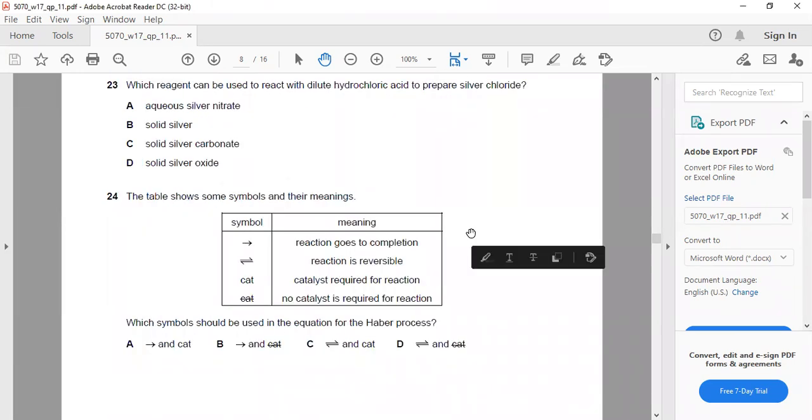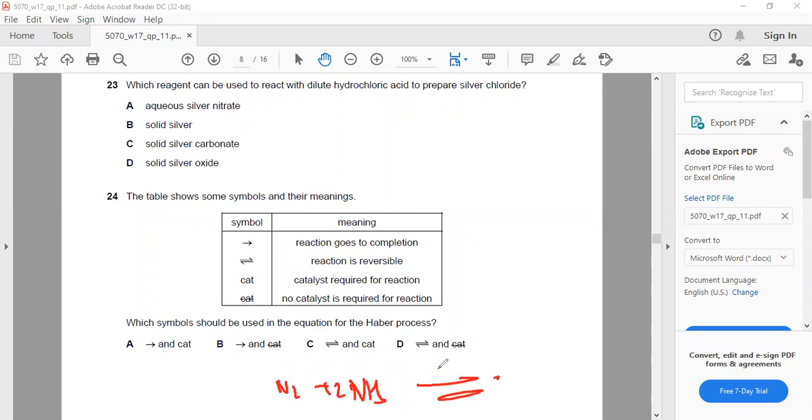24. Okay, symbol: this means goes to completion, this is reversible. Cat means catalyst. Cat cut means no catalyst. This is the Haber process. We do need a catalyst, the iron catalyst, right? So C is the answer. We need reversible also for the Haber process, and the catalyst also.